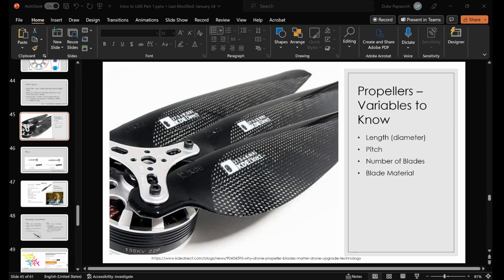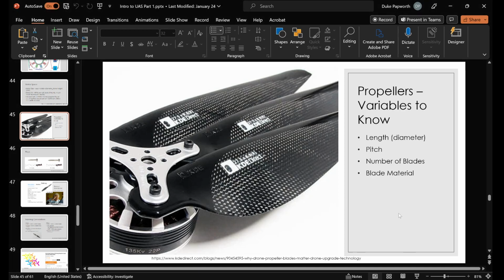All right, in this video we're going to talk about propellers. Okay, so we've gone from batteries to ESCs to motors to propellers, kind of going through the powertrain there a little bit. All right, and so propellers have a few different factors that you will really want to know for them.